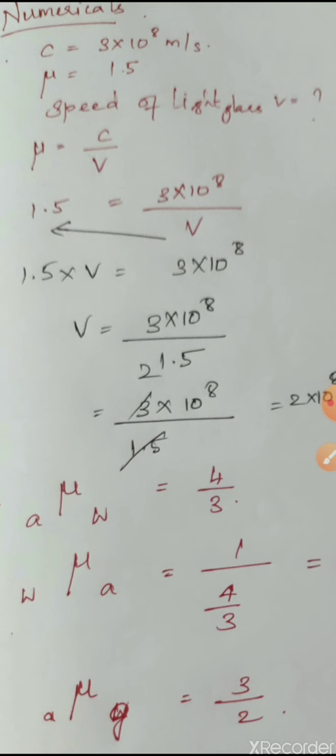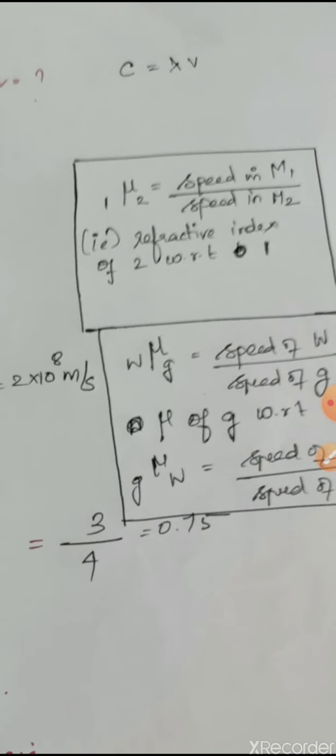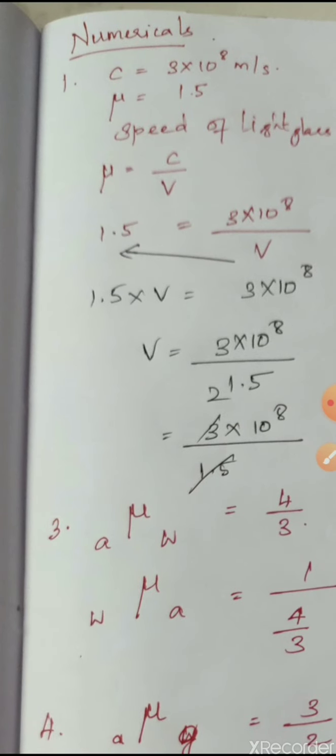Glass. So I know my formula: refractive index is equal to speed of light divided by speed of light in whichever medium you are using. It can be a glass medium, it can be a water medium. So that is one particular formula: mu is equal to C by V. Mu stands for refractive index, C stands for speed of light, and V stands for speed of light in glass.